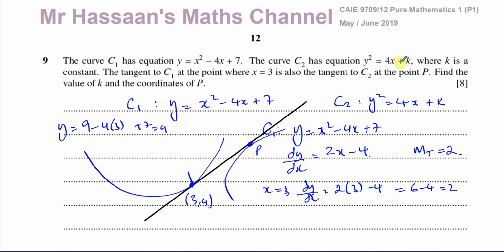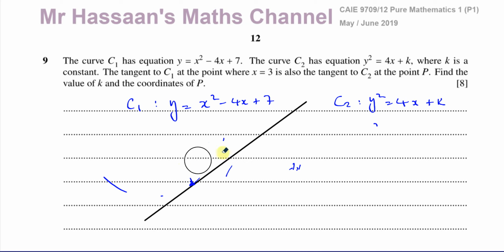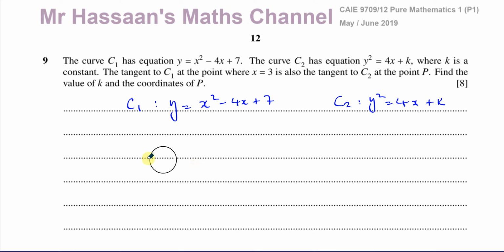So that's a little overview of the situation. We need to find the coordinates of the point at which the tangent to this curve, at the point where x equals 3, will touch the other curve, and we also need to find the value of k, which is part of the equation y squared equals 4x plus k. So I'm going to get rid of some of this stuff now and just do the question from scratch. I've already done some of the things we need to do, but I want to do it in a neater way. I just wanted to get a little overview first.